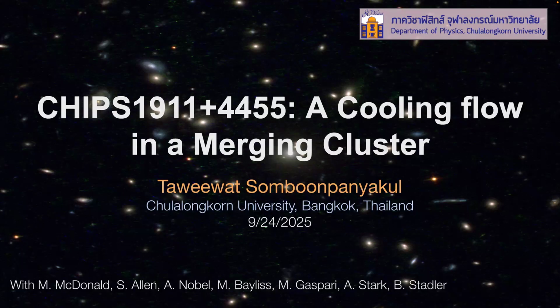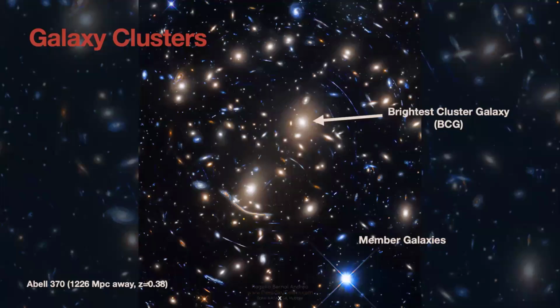Since I don't know too much about the background of the listeners, some people may know a little bit about astronomy, but might not know too much about galaxy clusters. So for us, a galaxy cluster is a group of galaxies that are located together to form a giant object. If you can see my mouse, it is actually one object.